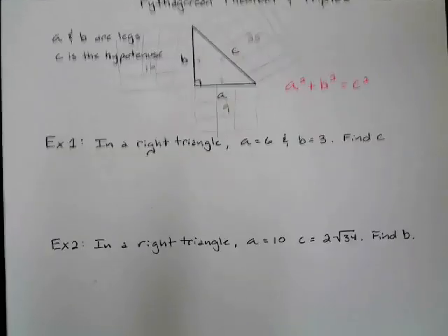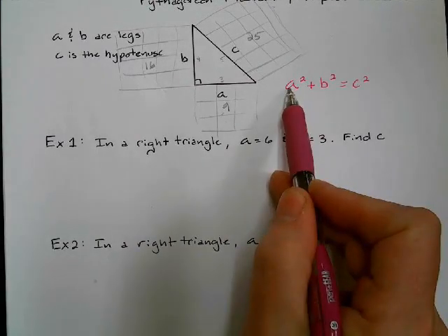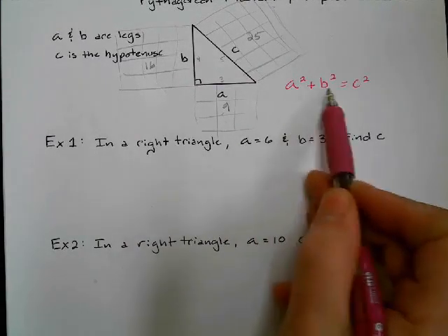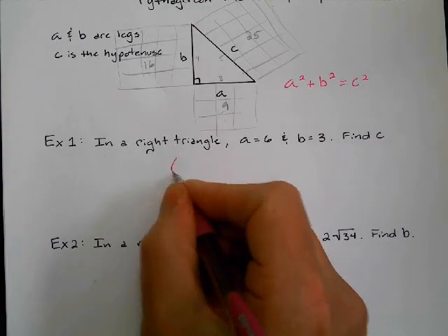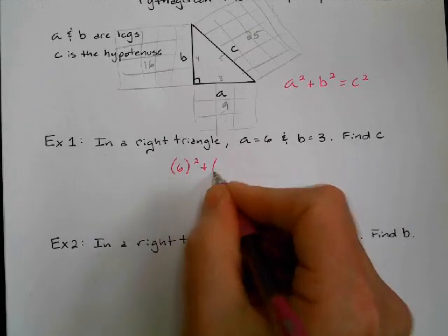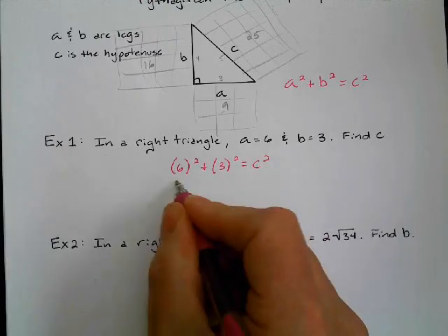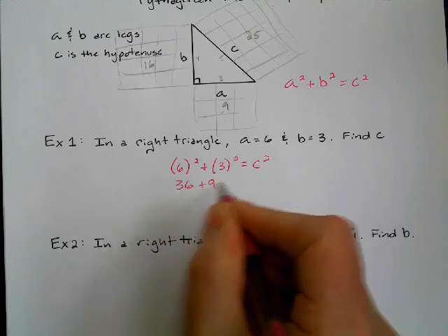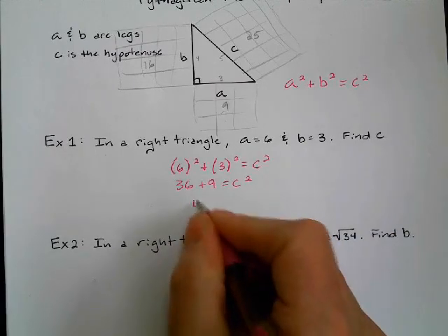So here we go. In a right triangle, A is 6, B is 3. So we're going to use this formula, A squared plus B squared equals C squared. So we plug in 6 squared plus 3 squared equals C squared. So this is 36 plus 9 equals C squared. 36 plus 9 is 45.